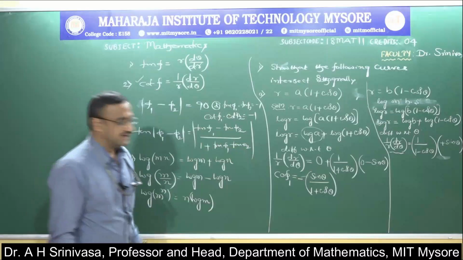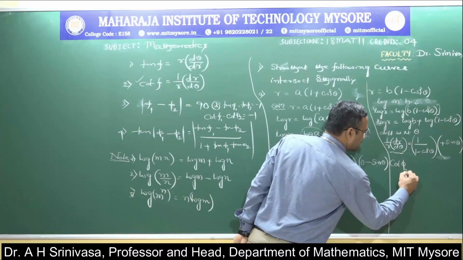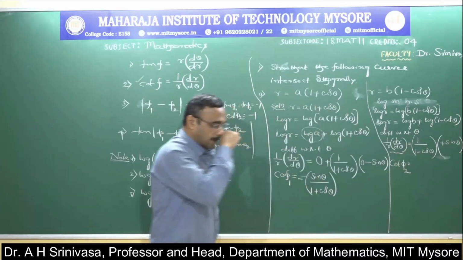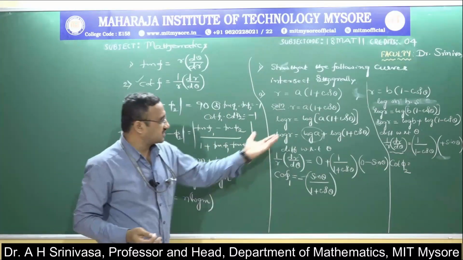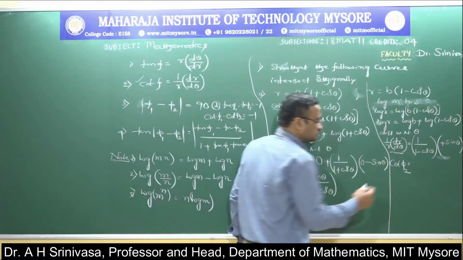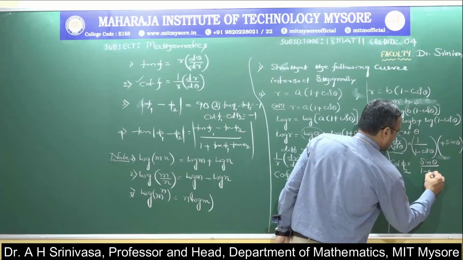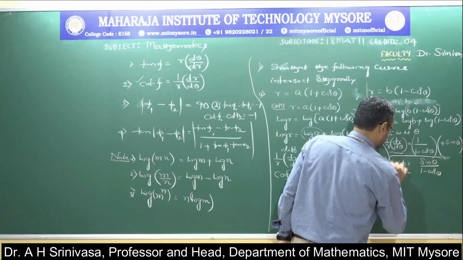So again here it relates to this result, cot phi equal to 1 by r dr by d theta. You have to use it here, and we call it cot phi 2. Why do we call it cot phi 2? Because there are 2 curves. The first curve I am calling 1, the second curve I am calling cot phi 2. So this becomes sin theta divided by 1 minus cos theta.